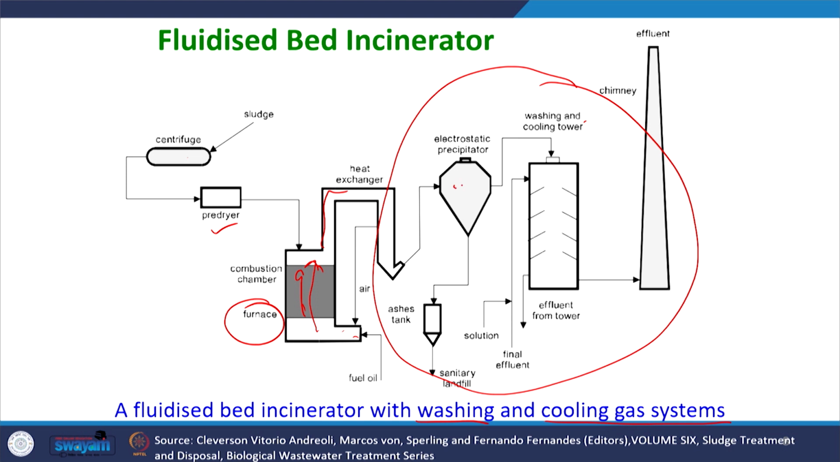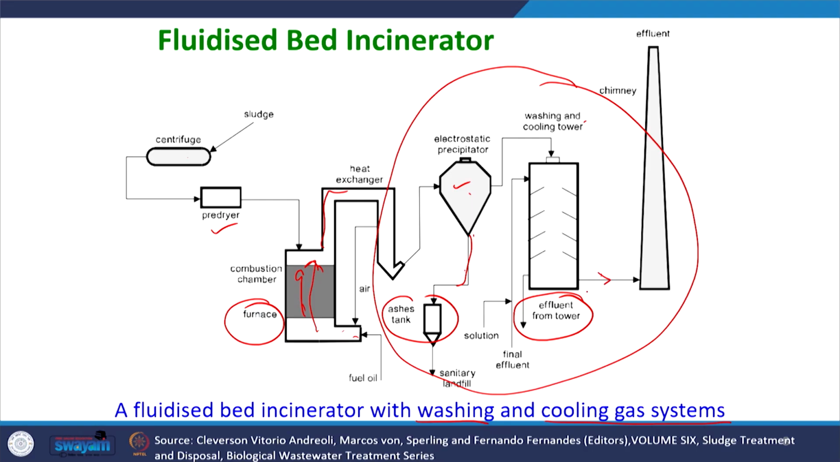So, we have an electrostatic precipitator, which helps in the removal of ash. The ash is stored here and may be taken to a sanitary landfill. Though the ash has been reduced, there may be some other gases present. So, washing and cooling towers are used, where the other types of gases are also reduced or made soluble in water, so we can strip them. Now, we have effluent coming out from the tower, and that has to be treated further.